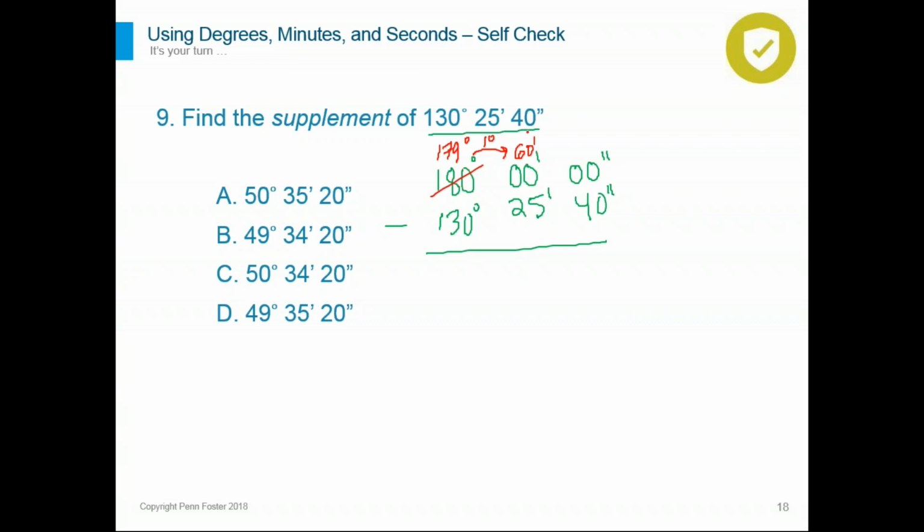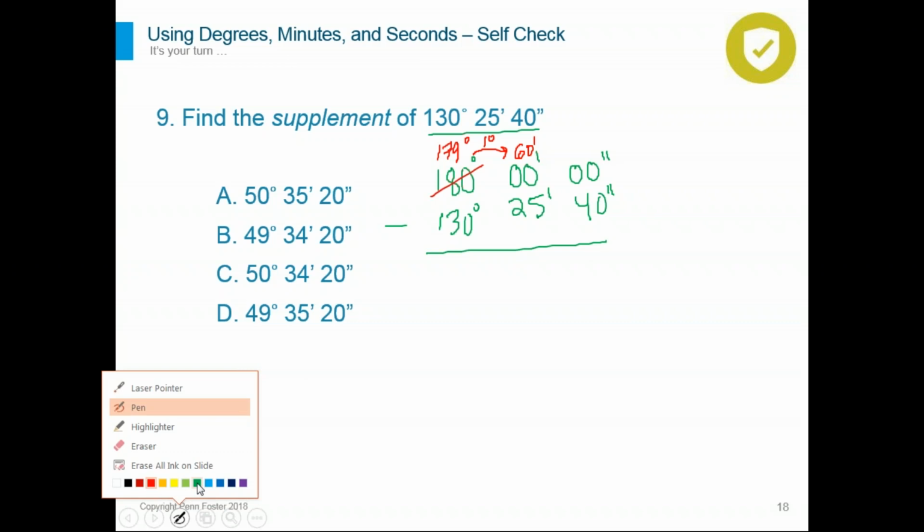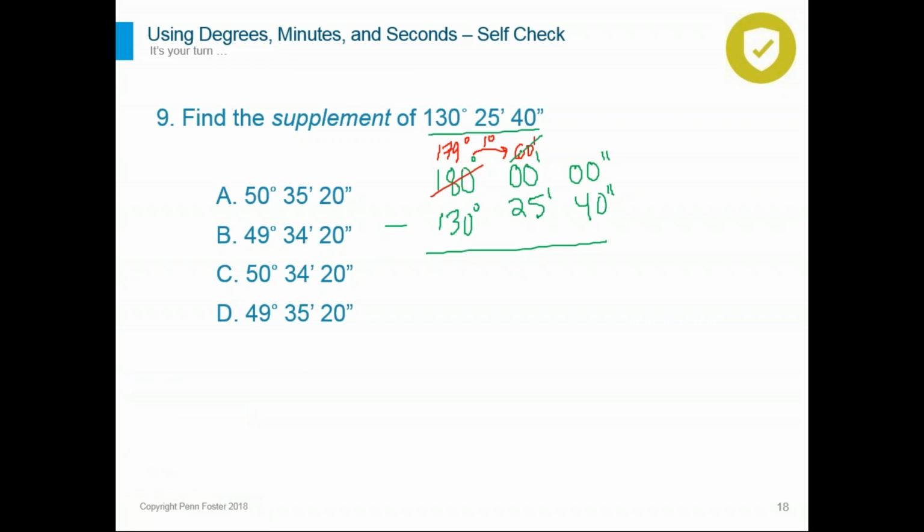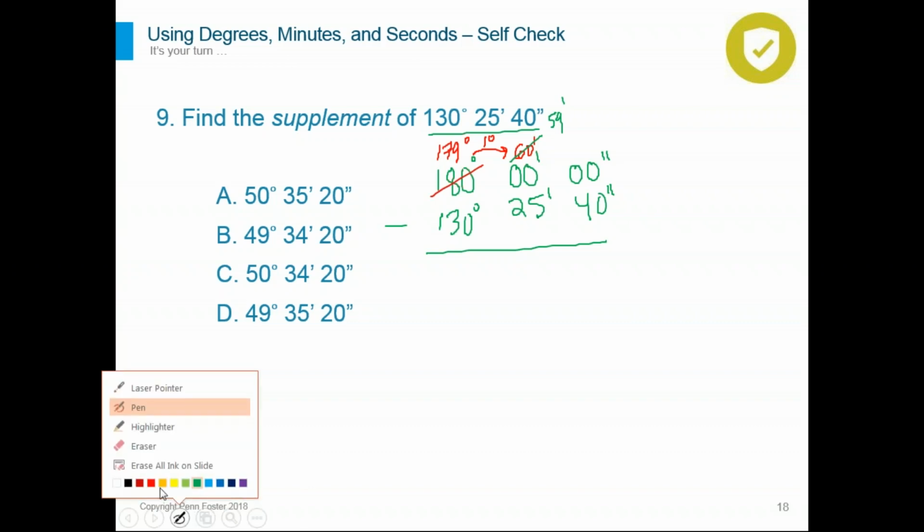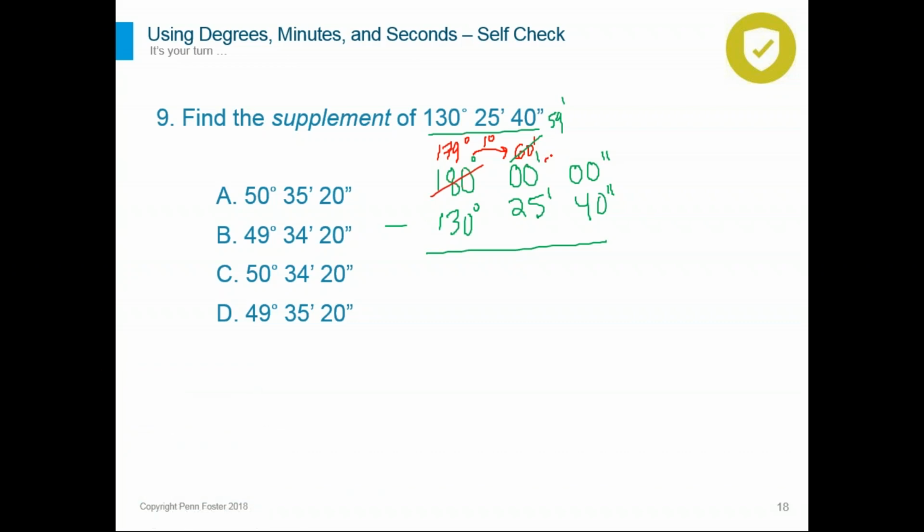We cannot do the middle column with the subtraction yet, so we have to borrow and give the seconds column. So that is not 60 anymore, that is 59 minutes. And the minute column would give 1 minute to the seconds column, which is going to be 60 seconds. 60 minus 40, of course, is 20 seconds.